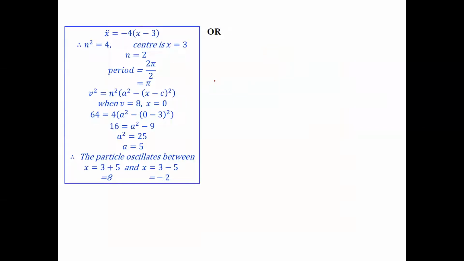The first method is recognizing that acceleration is -4 times (x minus 3), leading to v squared equals n squared times (a squared minus (x minus c) all squared), where c is the center of the motion. Substitute the given information: when x is 0, v is 8, giving an amplitude of 5. Therefore, the particle oscillates between 3 plus 5 and 3 minus 5.